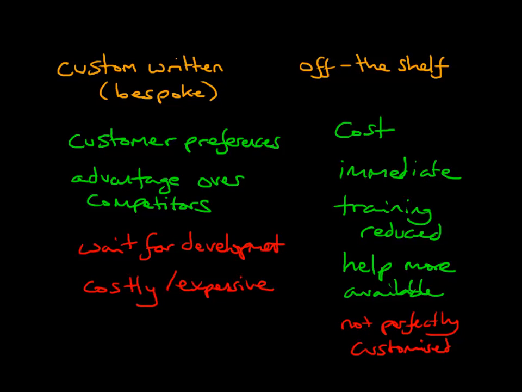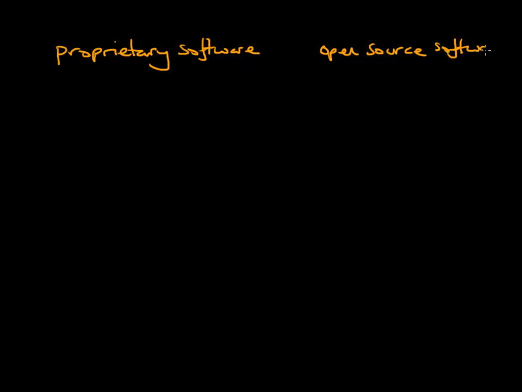Now look at a further two models, and this is a little bit about the development, but mostly about how software is paid for. And the two models which we're going to look at are proprietary software and open source software. And these are two very different models, almost complete opposites to each other.